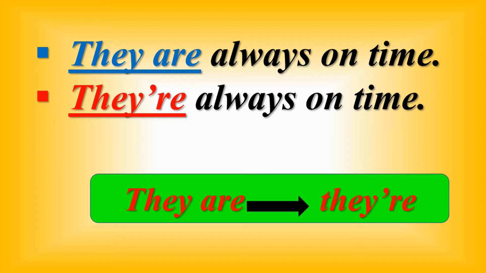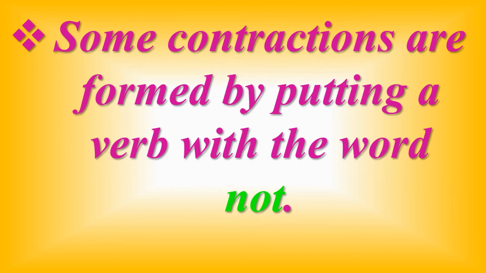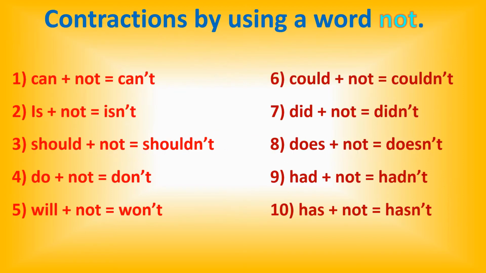Next example is, where is the cat? Here, instead of writing the full form, we use a contraction with an apostrophe. So the sentence will be, where's the cat? So students, some contractions are formed by putting a verb with the word not. Contractions by using the word not.